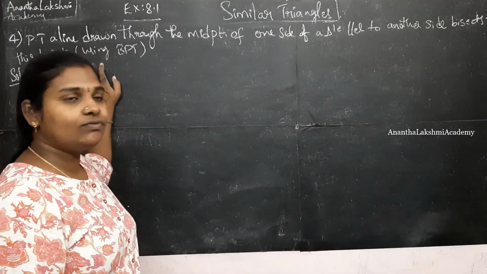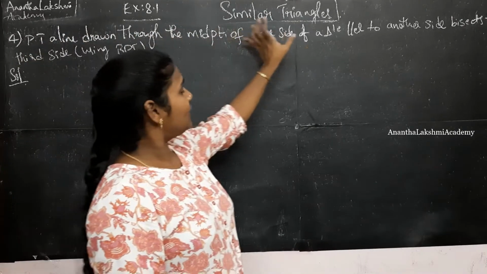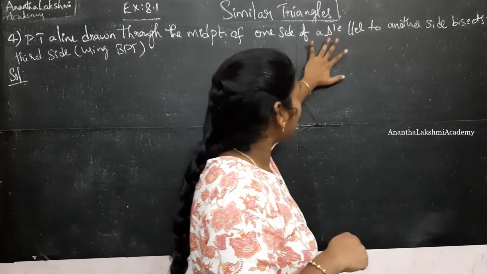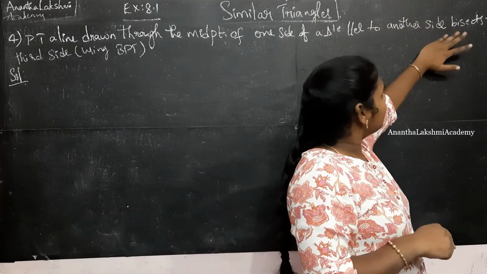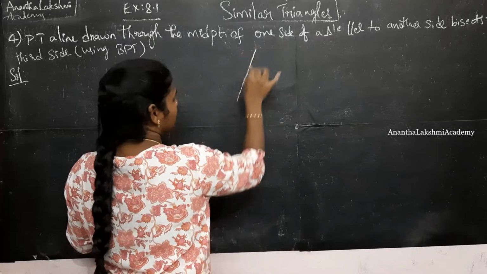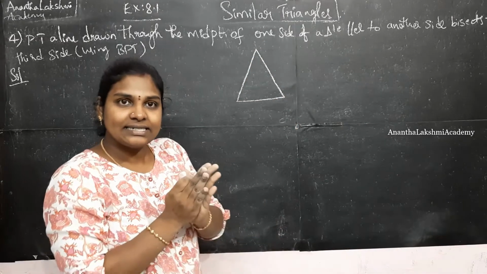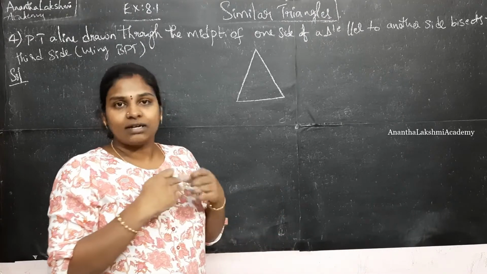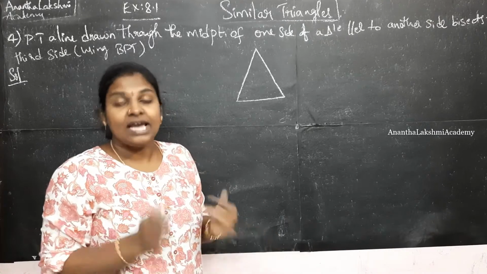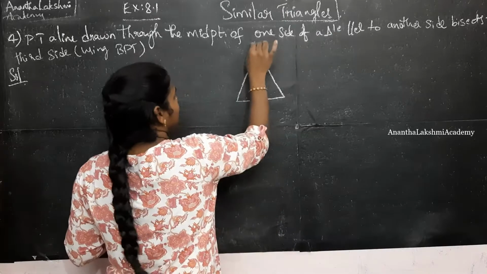So here we have the fourth problem listed on the board. Prove that a line drawn through the midpoint of one side of a triangle is parallel to the other side and bisects the third side. Okay. What do you mean by bisecting? Bisect and intersect are quite different. Bisect is dividing it into two equal halves. Intersect is just cutting.